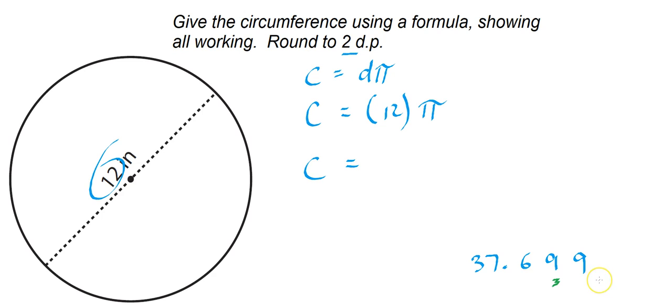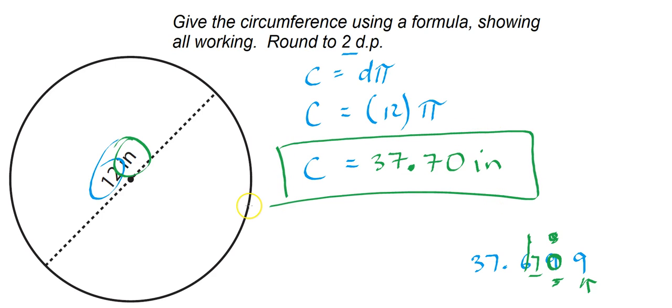We have to round, of course, to 2 decimal places, so let's do that. This is the digit that may get changed, at the very least. This number is a big number, so this has to go to 10. Okay, so that becomes a 0. And this becomes 6 plus 1 is 7. Okay, so the final answer is 37.70. And we're dealing in inches. And so that is the final answer.